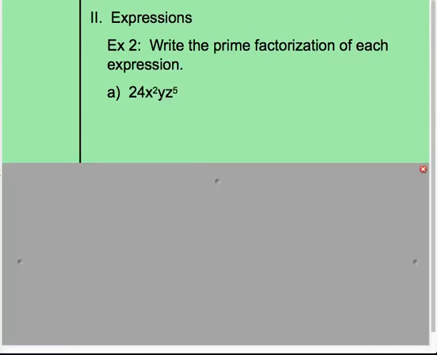Now we're going to take a look at how to write the prime factorization of expressions. So we're going to start with the number, and that factor tree looks the same as the other ones. 24, 3 times 8, 8 is 2 times 4, and 4 is 2 times 2. Looking at the variables, x squared, I'm going to do the factor tree upside down, don't have a lot of room below, is x times x. Y, remember, is prime, it's a variable by itself with no exponent, and z to the fifth is z times z times z times z times z.